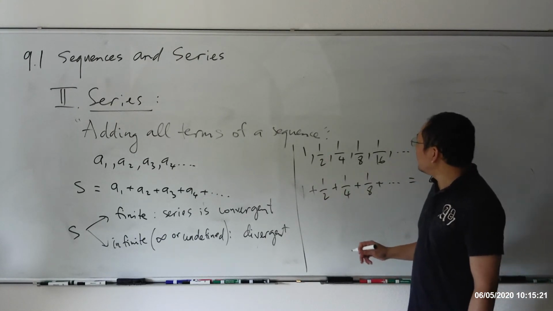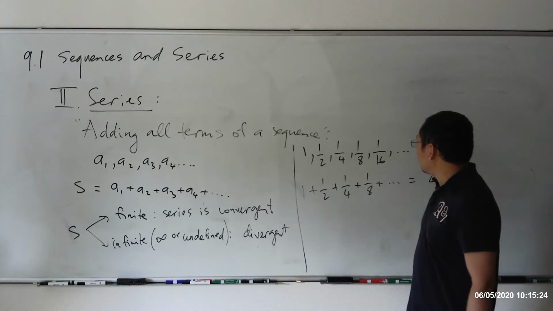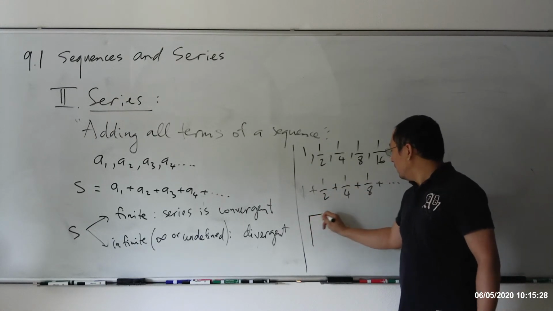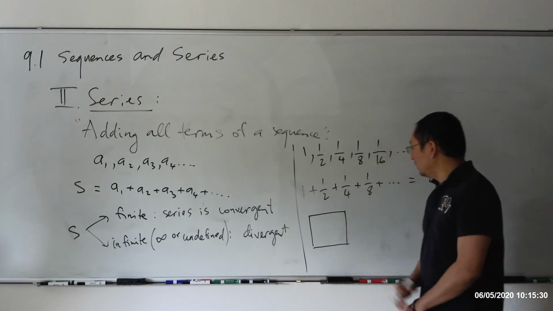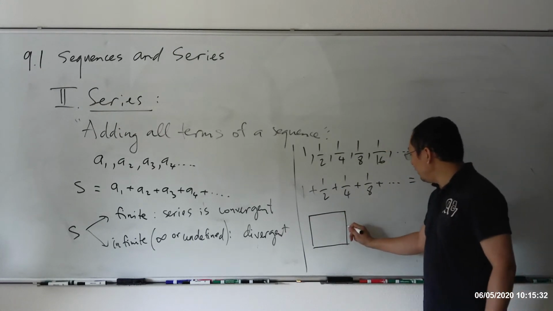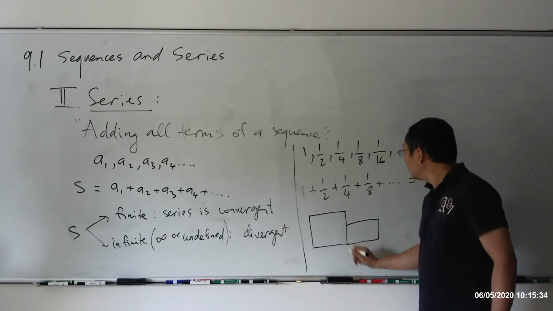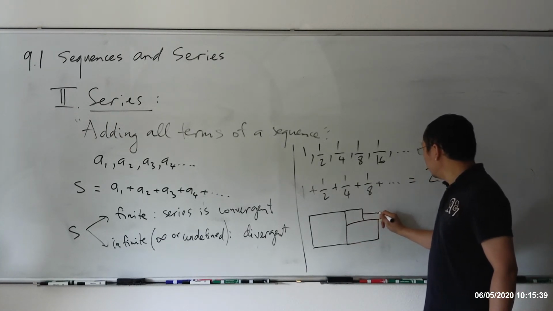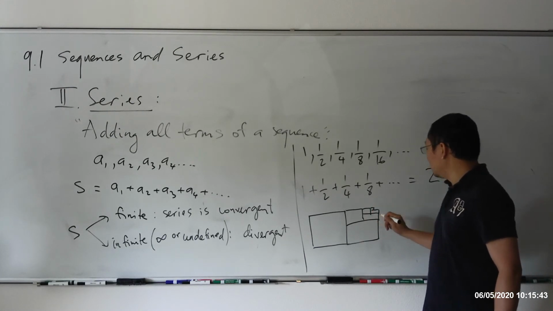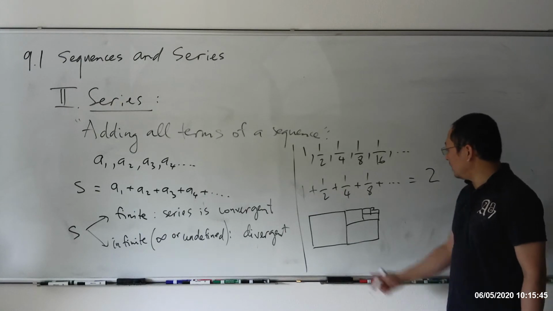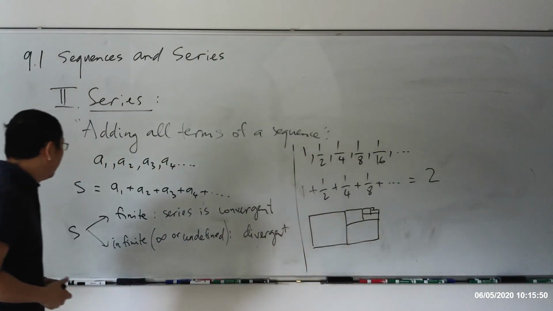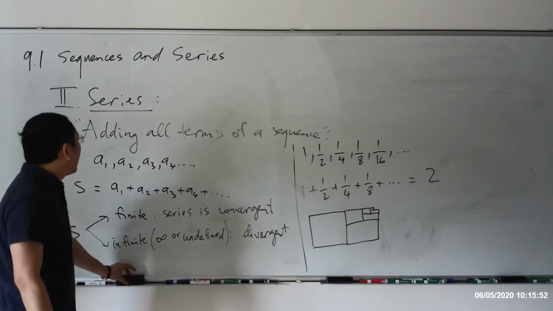The easiest way in my opinion to explain how that adds up to 2: think of the number 1 as a square. This is 1. 1/2 is a half of the square. A quarter is a quarter of a square. Then 1/8, 1/16, 1/32, 1/64. You keep adding up, and what you see is 2 squares, which is 2. And now we have the idea of series.